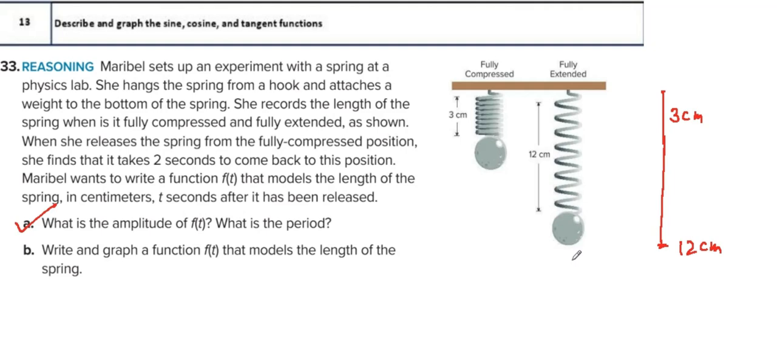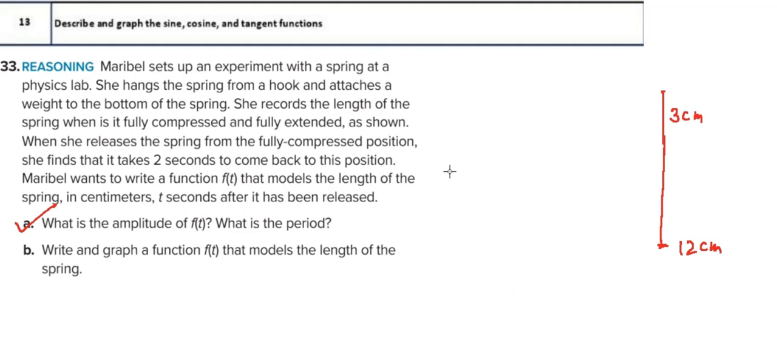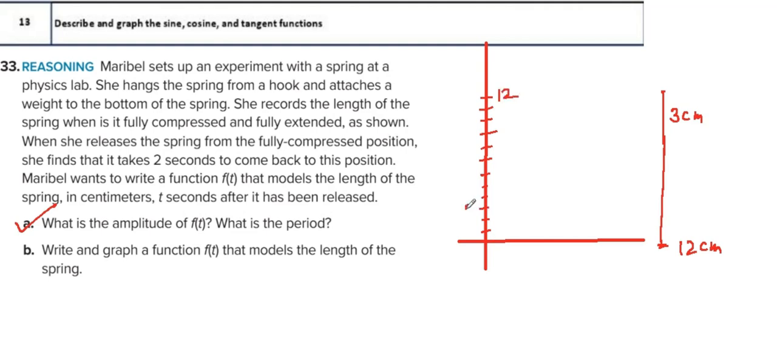So I'll give an example of this. How do we find the amplitude? Amplitude is easy to find. Let me delete this. I'll show you a simple y-axis and x-axis. Here I am writing 1, 2, 3, 4, 5, 6, 7, 8, 9, 10, 11, 12. So 12 is here and 3 is here.